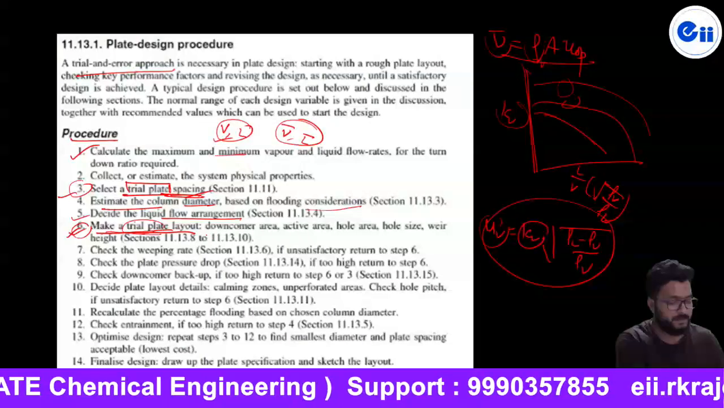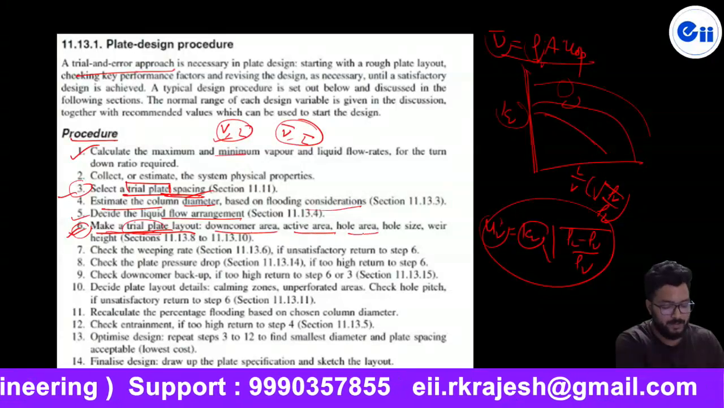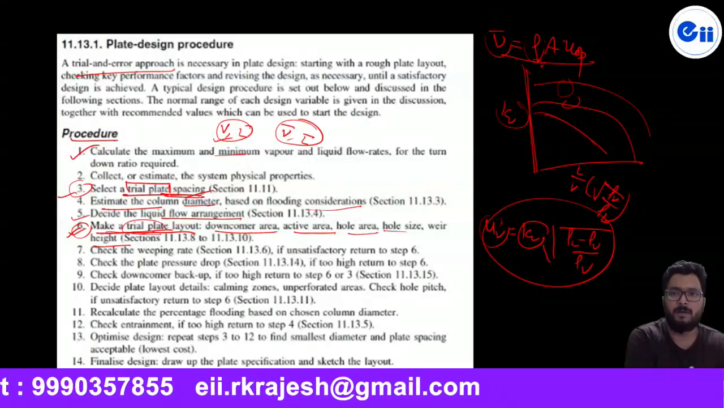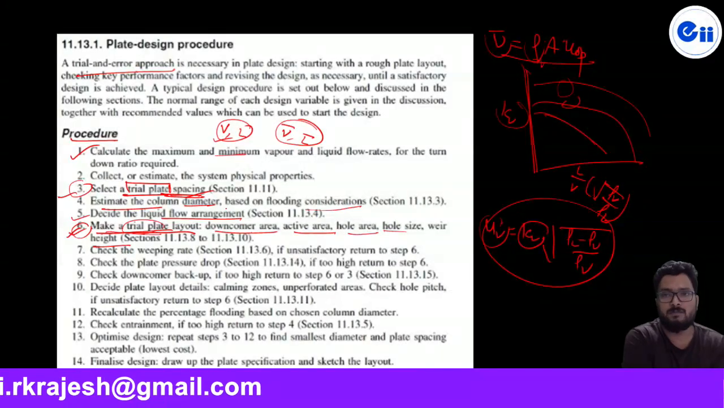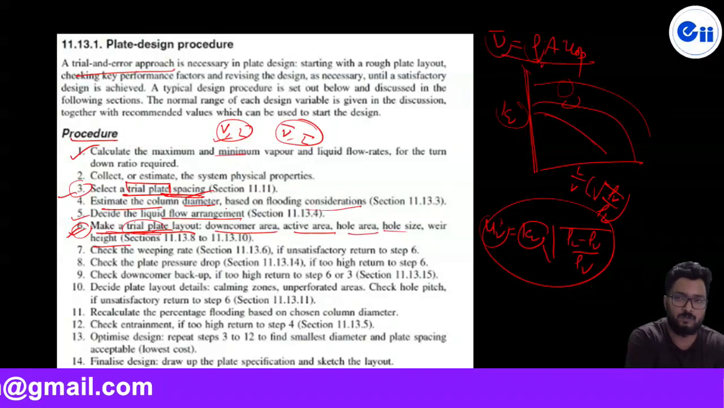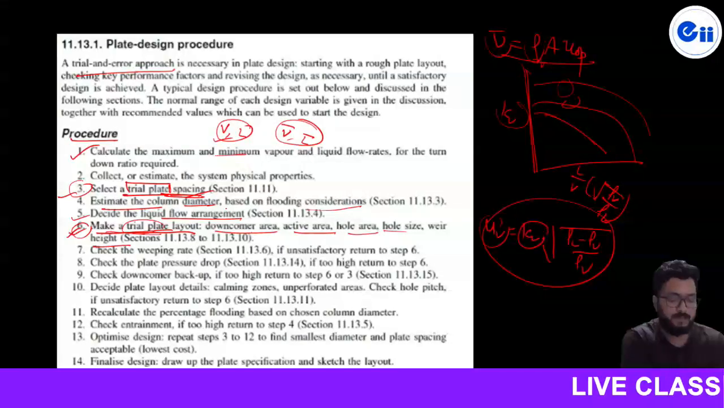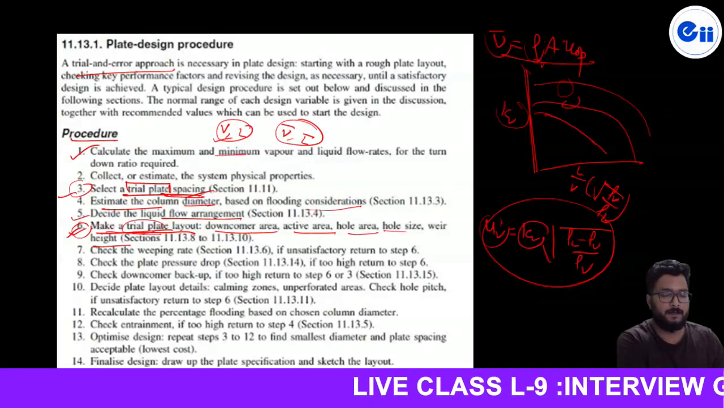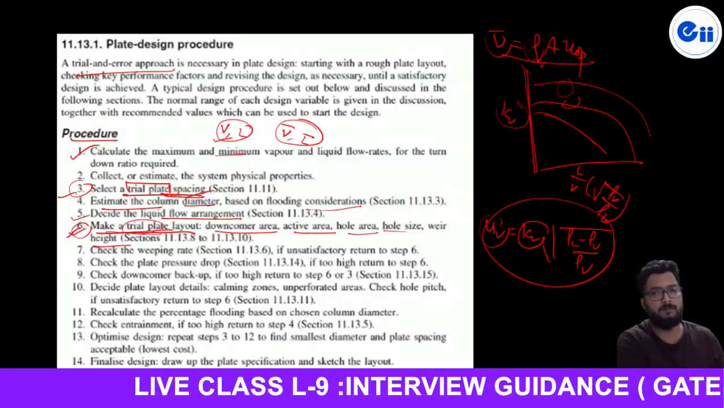In the tray plate layout, it means we have to assume the downcomer area, the active area, the hole area, hole size, and weir height. That depends upon experience, that depends upon the previous design values. What should be the range of weir length, what should be the range of weir height, what should be the range of holes, what should be the range of downcomer area, all the things. So that is only a trial plate layout, meaning not confirmed, it is only a trial value. And if the trial value gives satisfactory performance of the column, then this trial value will be the final value.